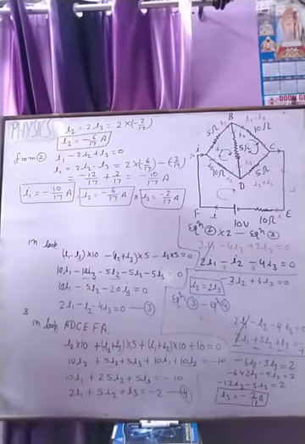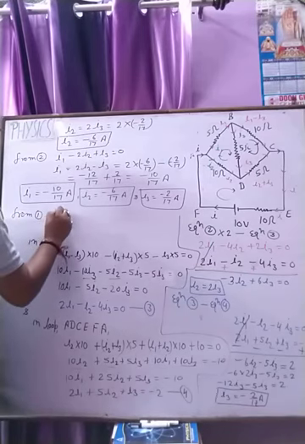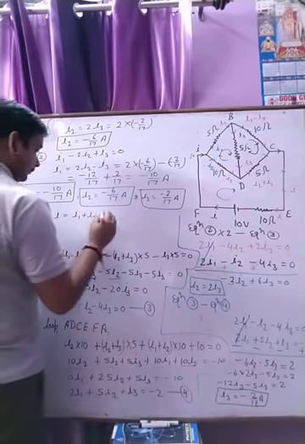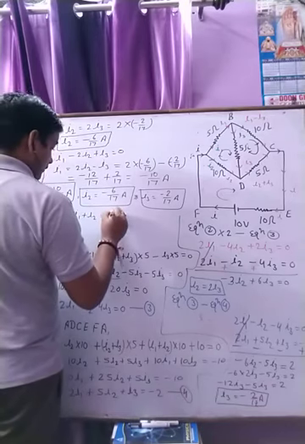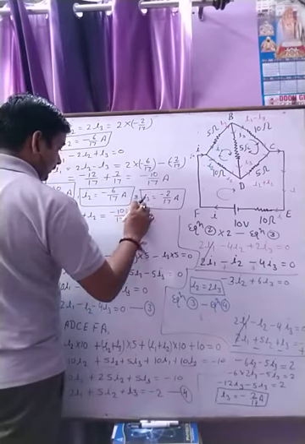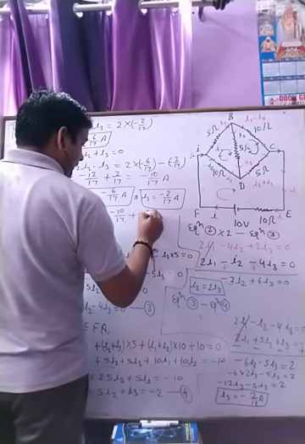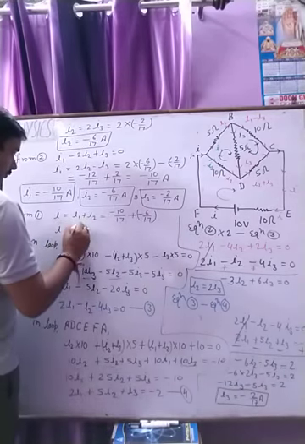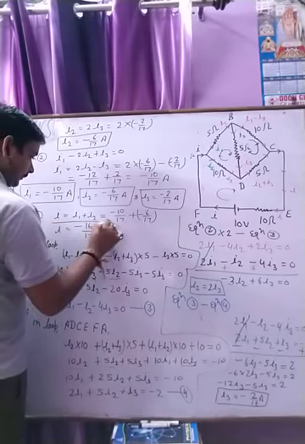Okay, now from equation first, I is equal to I1 plus I2. Therefore minus 10 by 17 ampere plus minus 6 by 17. Therefore I is equal to minus 16 by 17 ampere.